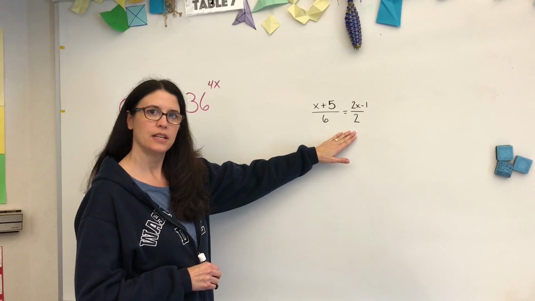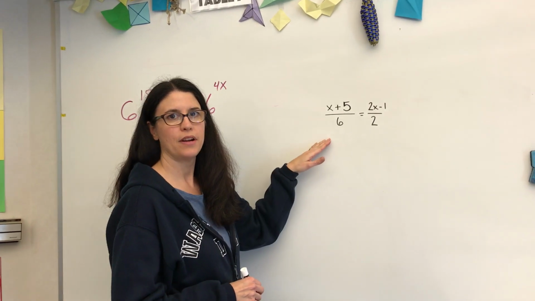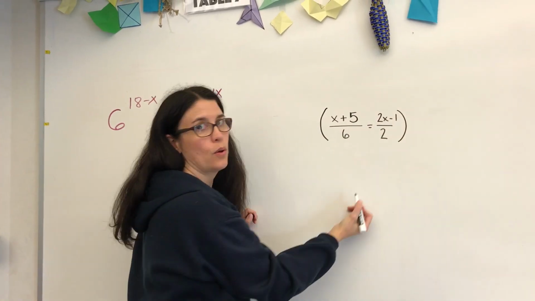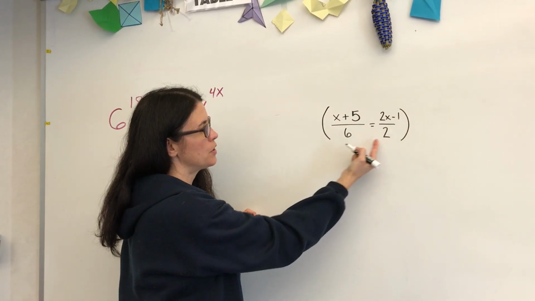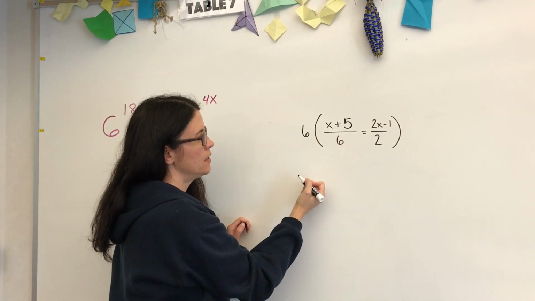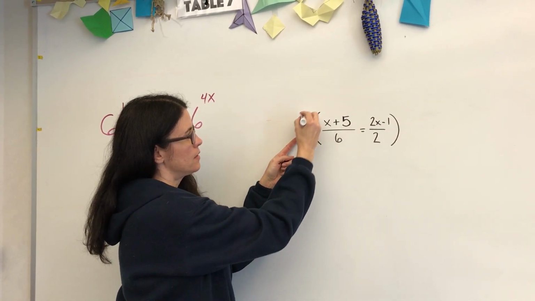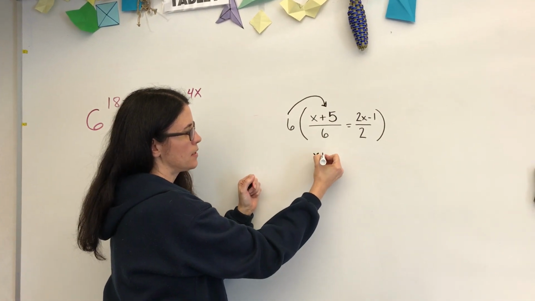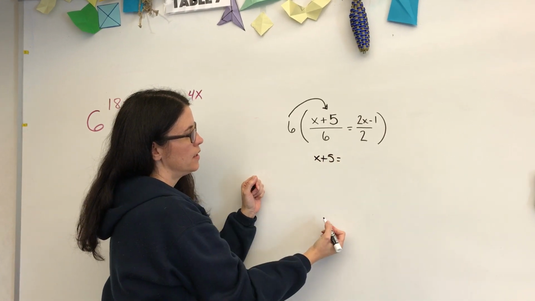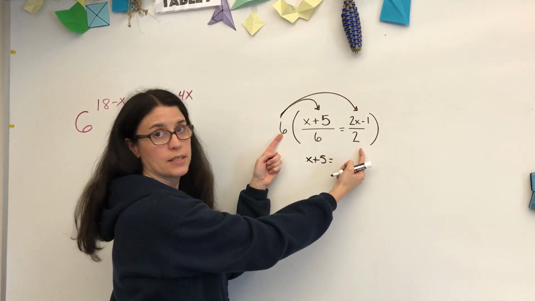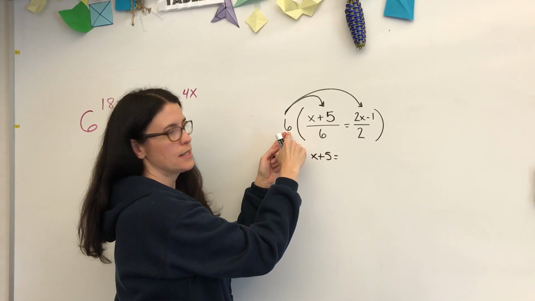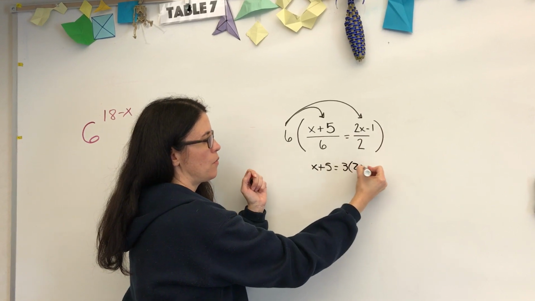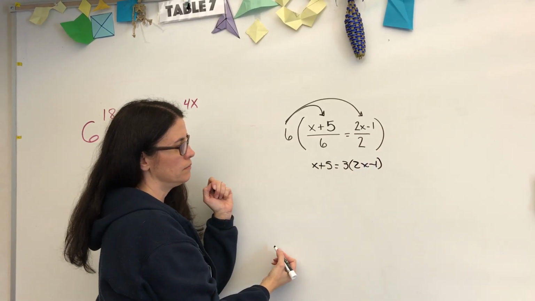has fractions in it. It would be much easier to solve if I didn't have fractions, so I'm going to use fraction busters. I'm going to multiply the whole equation by the least common denominator, which in this case would be 6. If I multiply this fraction by 6, the 6's cancel, and that just leaves me x plus 5. If I multiply this fraction by 6, this 2 goes into that 6 3 times, but I have to multiply that 3 by the quantity 2x minus 1.